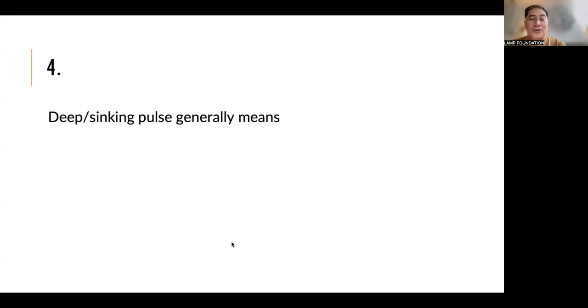Okay, now we go to, it's no longer superficial or floating pulse, but this time we have a deep or sinking pulse. Okay, what does it generally mean? Can be felt with heavy pressure near the bone, and it means interior syndrome.